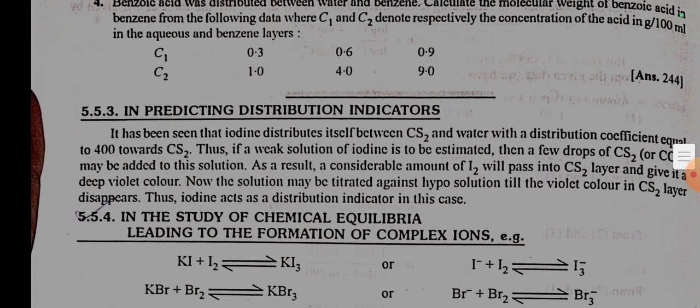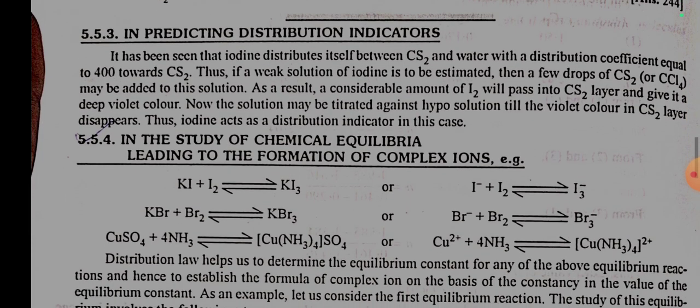In predicting distribution indicators, it has been seen that iodine distributes itself between CS2 and water with a distribution coefficient equal to 400 towards CS2. Thus, if a weak solution of iodine is to be estimated, then a few drops of CS2 or CCl4 may be added to the solution. As a result, a considerable amount of iodine will pass into the CS2 layer and give it a deep violet color. Now the solution may be titrated against hypo solution till the violet color in the CS2 layer disappears. Thus, iodine acts as a distribution indicator in this case.